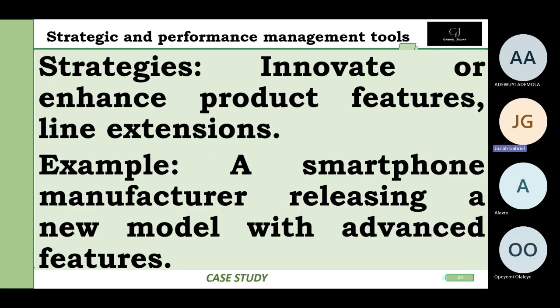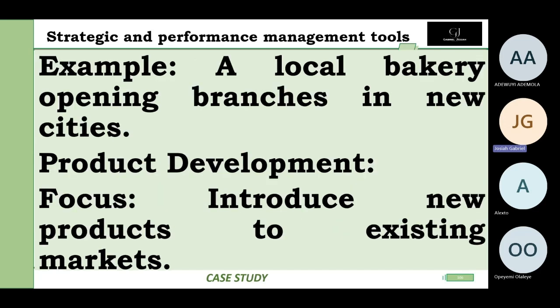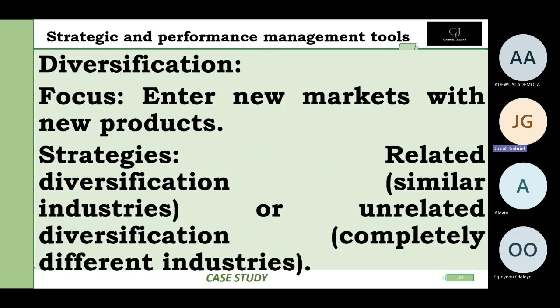So strategies include being innovative, enhancing product features, line extension, coming up with new stuff. For example, a smartphone manufacturer releasing a new model with more advanced features than what is on the ground. You hear iPhone 13, iPhone 14, iPhone 15, 16. That's new product introduction, product development. It's a component. Then finally, diversification is the next component.